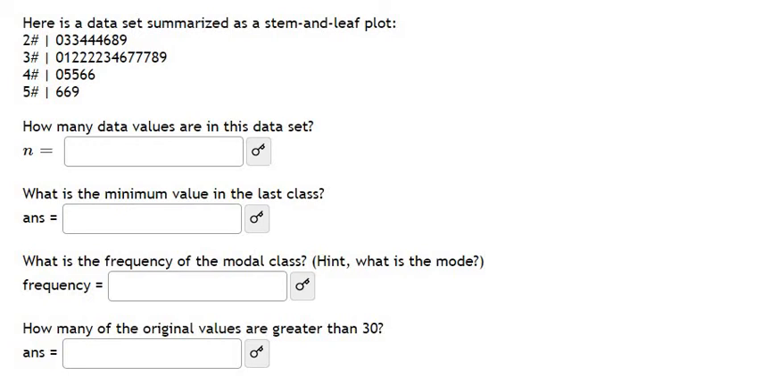Here is a data set summarized as a stem and leaf plot. We want to answer the following questions. The first question we want to answer is how many data values are in this data set.